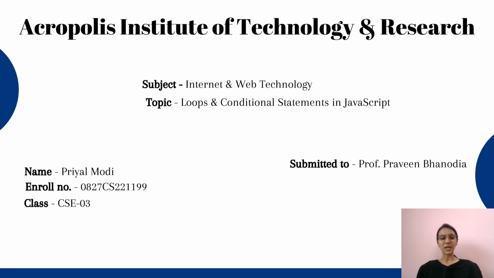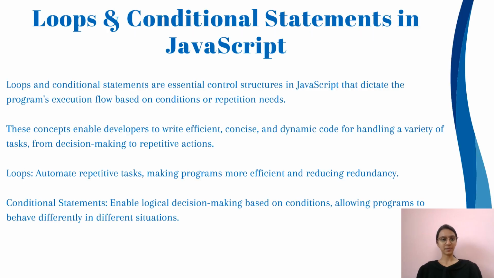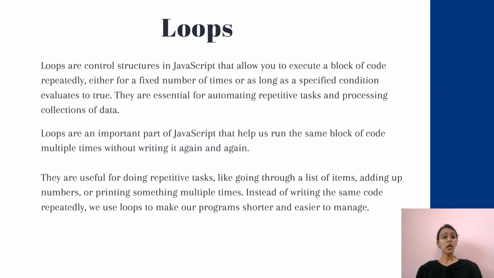Today I am going to explain to you loops and conditional statements in JavaScript. Loops and conditional statements are essential control structures in JavaScript that dictate the program's execution flow based on conditions or repetition needs. Loops. Loops are control structures in JavaScript that allow you to execute a block of code repeatedly, either for a fixed number of times or as long as a specified condition evaluates to true.